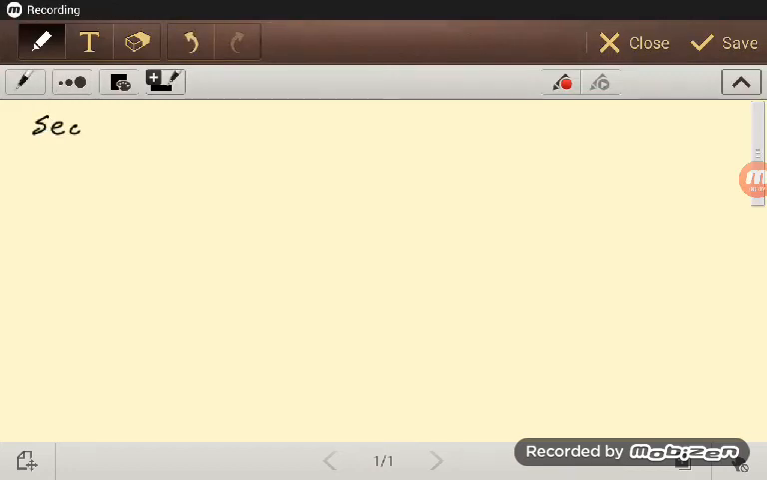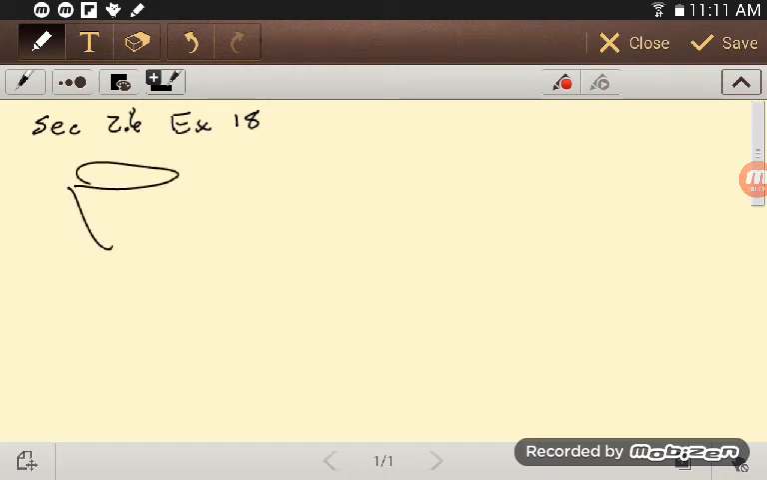Here is section 2.6, exercise 18. In exercise 18, we're given this conical tank, vertex down, 10 feet across the top and 12 feet deep.